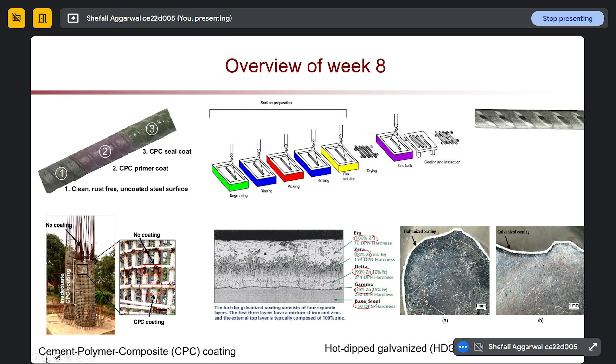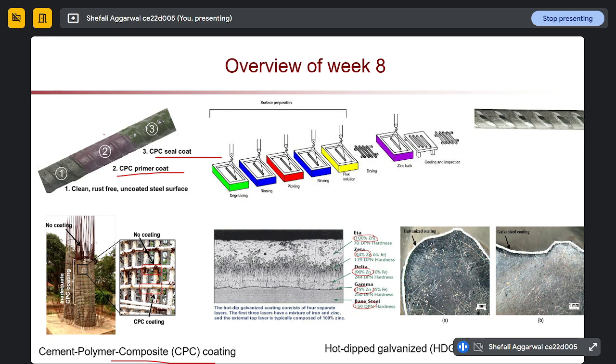Because of this, we will go to another type of rebar, that is cement polymer composite rebar, called CPC rebar. Again, this is another type of coated rebar in which we have two layers of coating. First is the CPC primer coat and second is the CPC seal coat. Mainly the primer coat consists of cementitious material, and the seal coat is more like epoxy. So we have a cementitious coating initially.